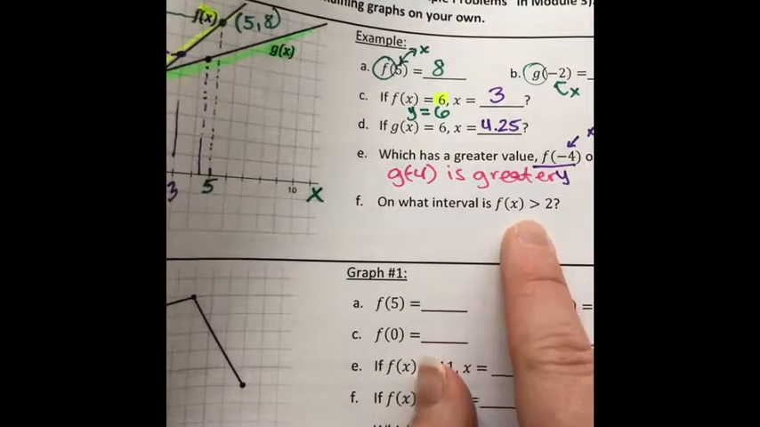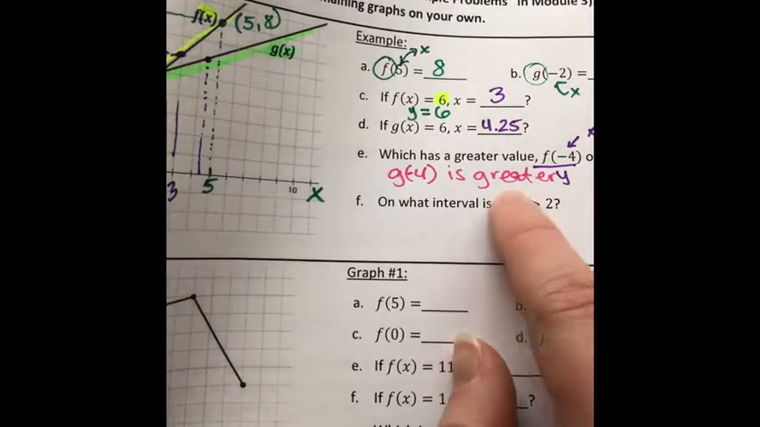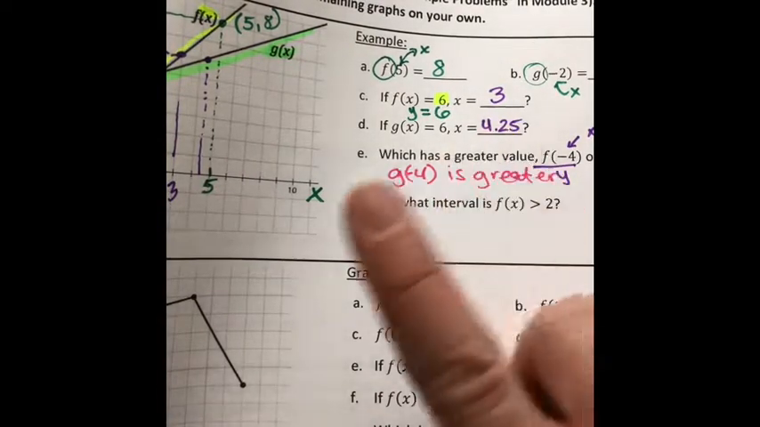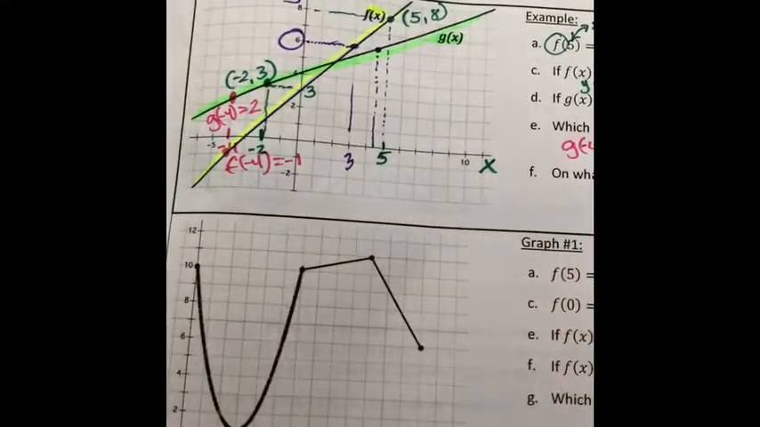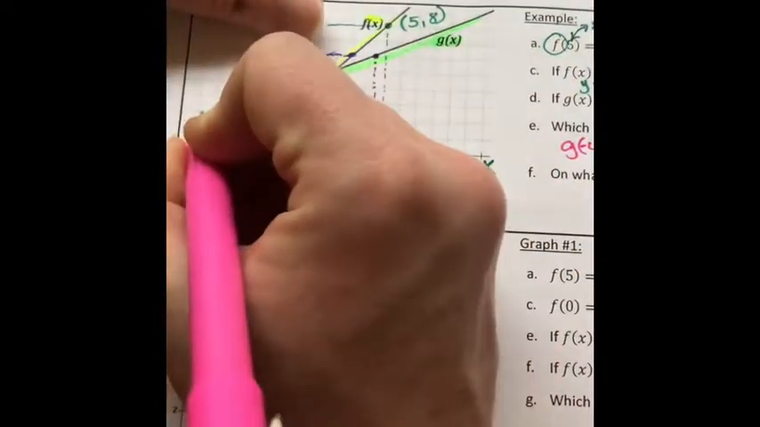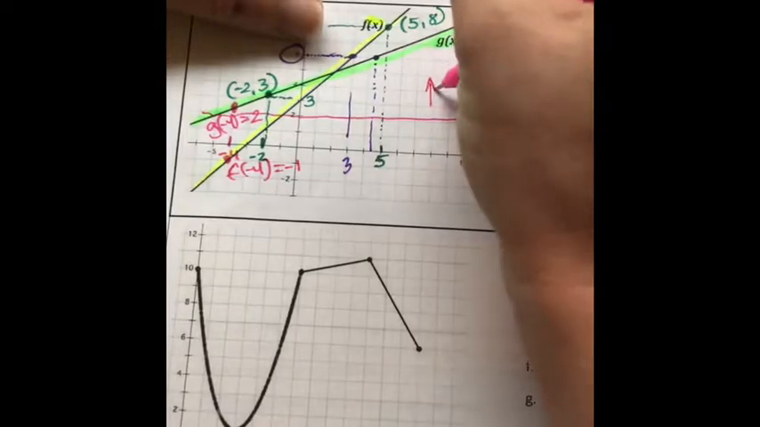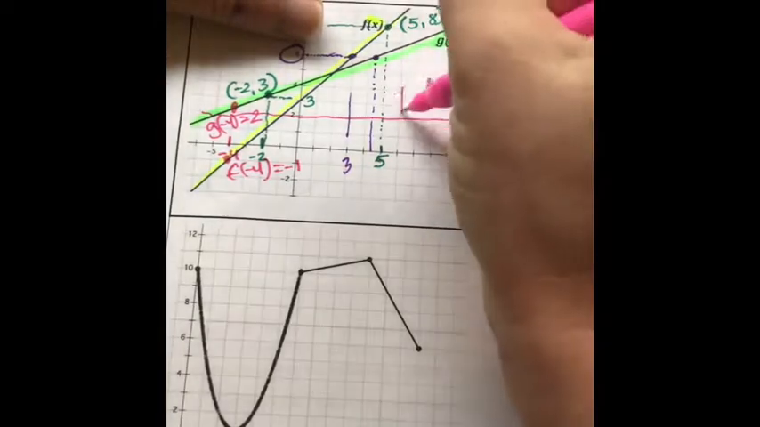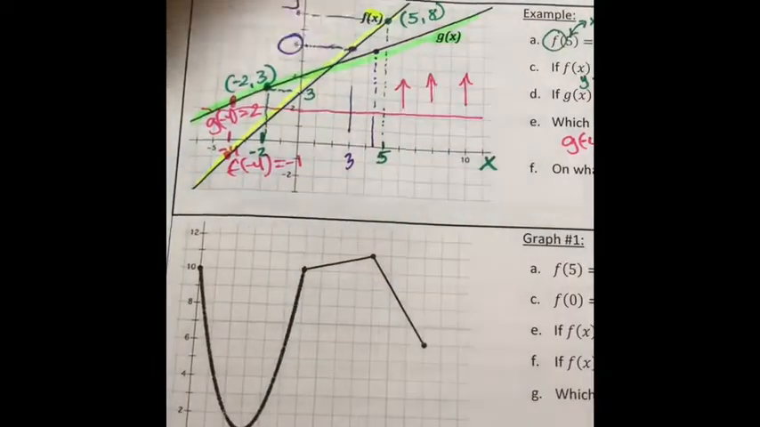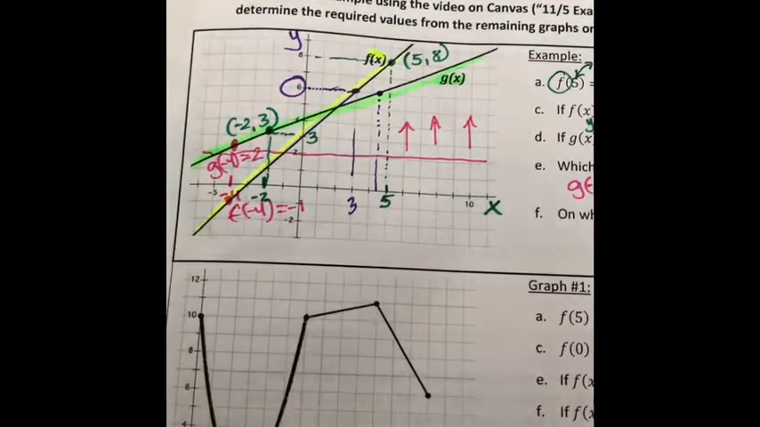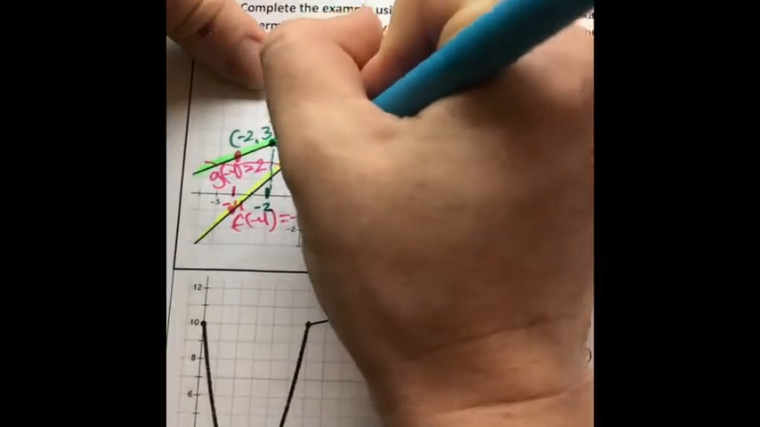Finally, on what interval is f of x greater than 2? So this is asking where my y values for f are bigger than 2. I can see the y values, they're aligned, they go across the graph. So the first step is to figure out where y is equal to 2. And everything above this line is where my y values are greater than 2. So for f of x, my yellow line here, I know it's getting a little bit messy, the first time that happens is right here.